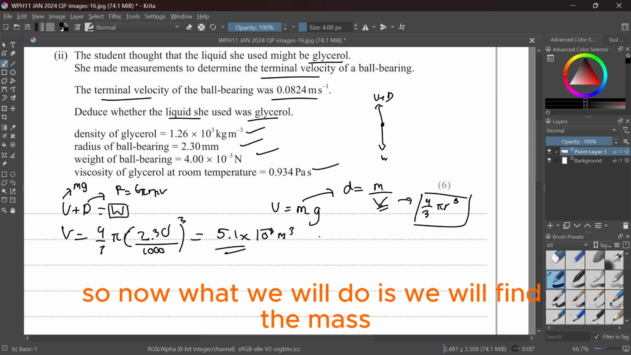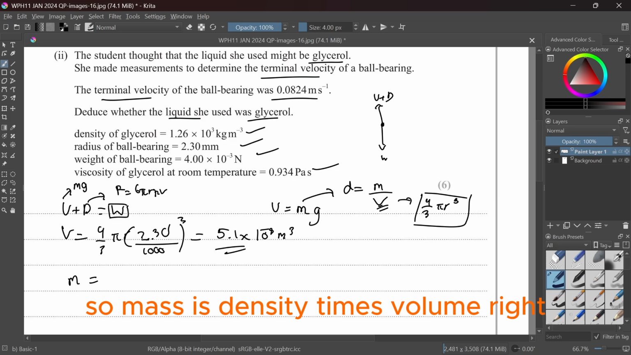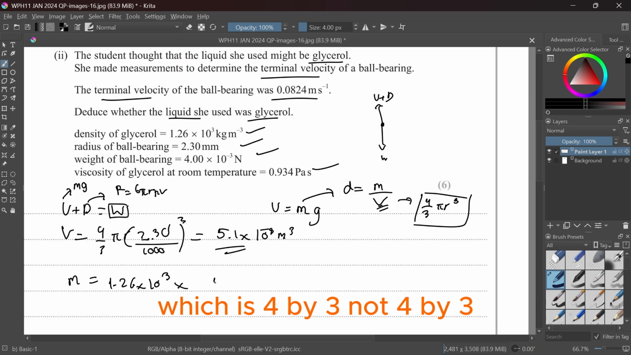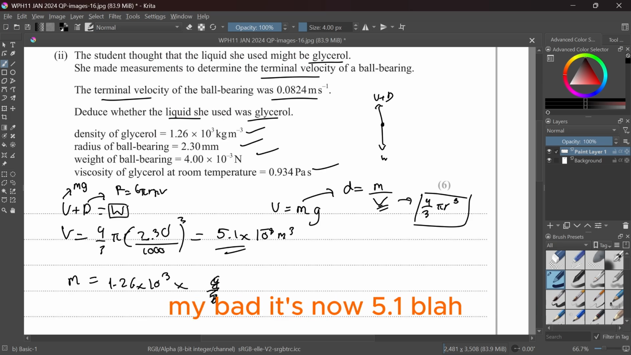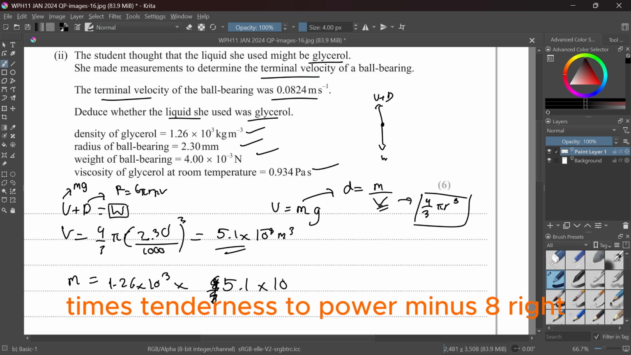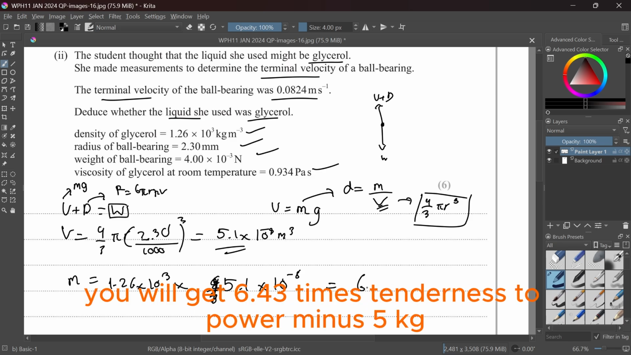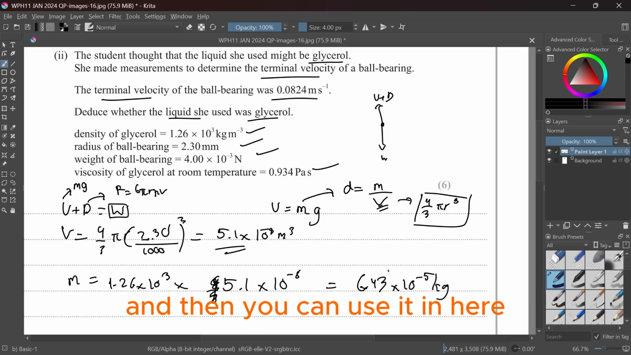So now what we will do is we will find the mass. So mass is density times volume, right? So density is 1.26 times 10 raised to power 3 times volume, which is 5.1, and so on, you have some other value, times 10 raised to power minus 8. So now if you calculate this, you will get 6.43 times 10 raised to power minus 5 kg, and then you can use it in here.